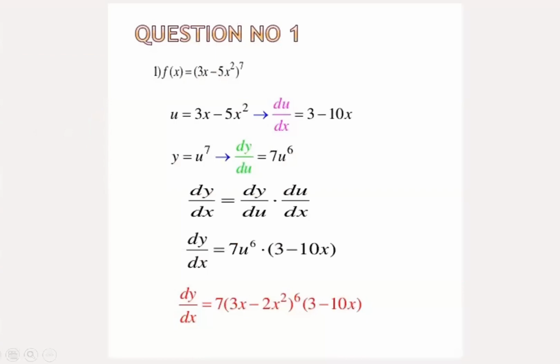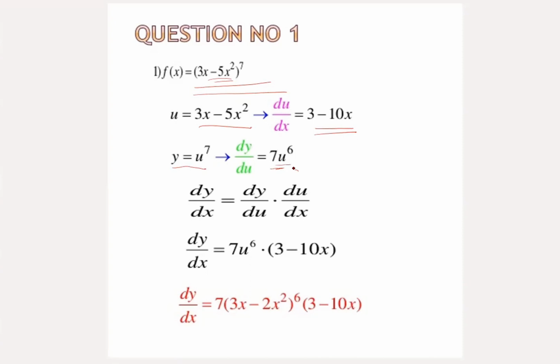Another example: if f of x equals 3x minus 5x squared to the power of 7. So your u here is 3x minus 5x squared, and the derivative of your u with respect to x is 3 minus 10x. So get the derivative of the inner function and the derivative using the power rule. Since y is equal to u to the power 7, the derivative of y with respect to u is 7u to the power 6.